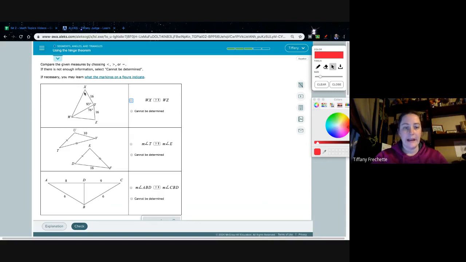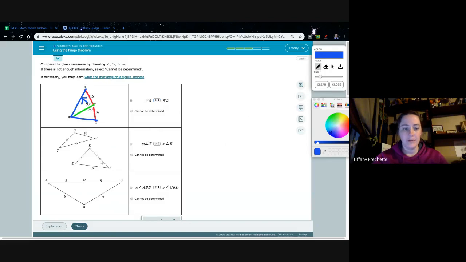So we have 16 to 16. And again, they give us the angle. It doesn't look like they give us anything else, but we have a shared side. So now we need to make a decision about WX and WZ. So I'm going to go to the angle. I have 93, I have 76. 93 is bigger. So WX must be bigger.